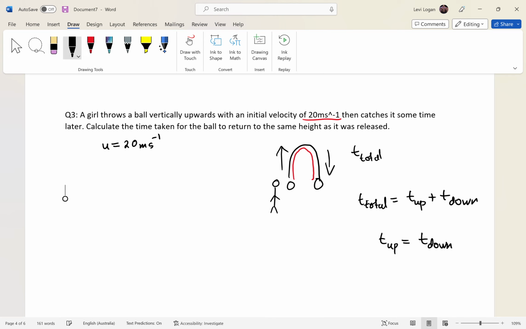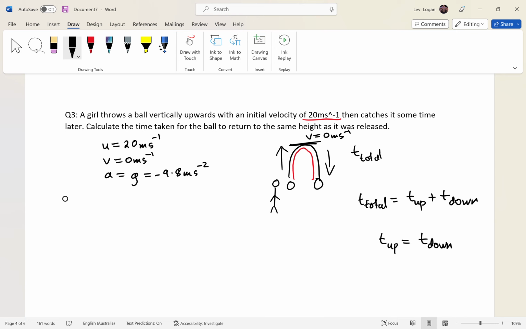We know when the object is up here, its velocity is 0 because it has to come to a rest before it falls back down. So we know that v equals 0 meters per second, and we also know the acceleration is due to gravity, which is negative 9.8 meters per second squared. Okay? So all we're going to do now is calculate the time it takes to go up.